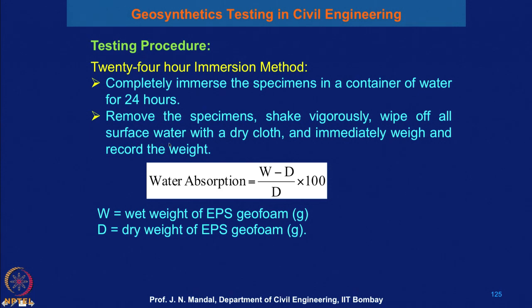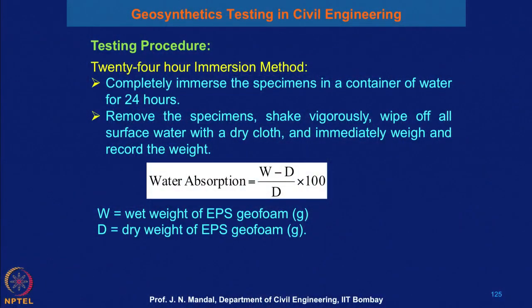The testing procedure is the 24 hour immersion method: completely immerse the specimen in a container of water for 24 hours. Remove the specimen, shake vigorously, wipe all the surface water with a dry cloth, and immediately weigh and record the weight. So, the water absorption capacity can be written with this equation.